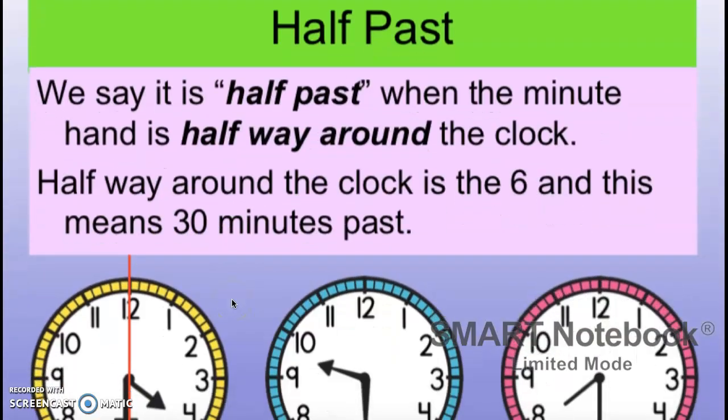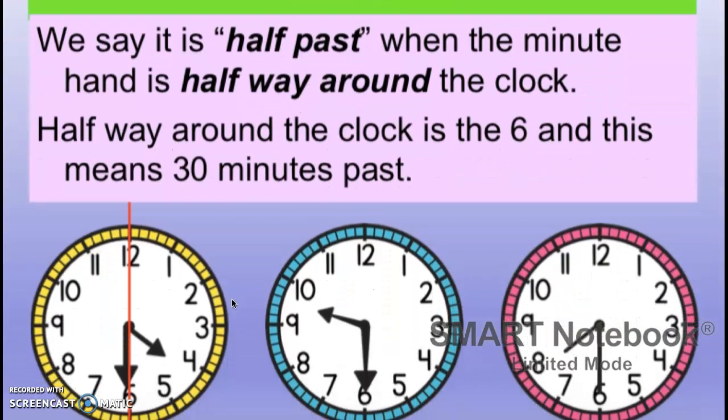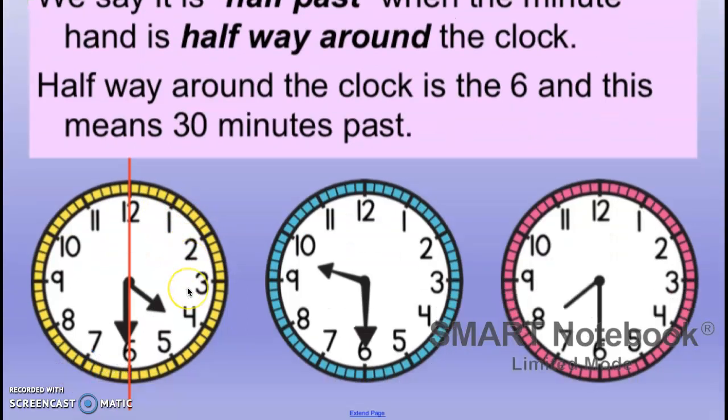All right. So we say something is half past when the minute hand is halfway around the clock. So when you think of that minute hand on the 6, meaning that it's 30, something 30, then that means it's half past because it's already halfway past that old clock time, okay? So halfway around the clock is the 6, and this means 30 minutes past. So let's go ahead and take a look at the yellow clock here.